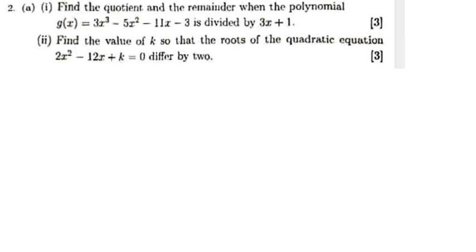So let us now go ahead and talk about how to find the quotient and the remainder in terms of the polynomial. We have the question that is saying: find the quotient and the remainder when the polynomial g of x is equal to 3x to the power 3 minus 5x squared minus 11x minus 3 is divided by 3x plus 1. We want to find the remainder and the quotient. So this is what we call the divisor, because we're going to divide it into that one.